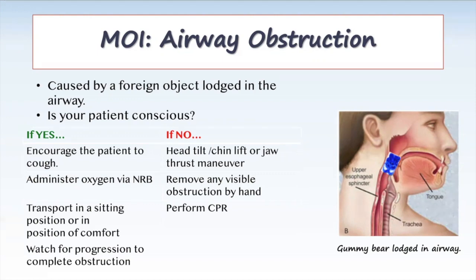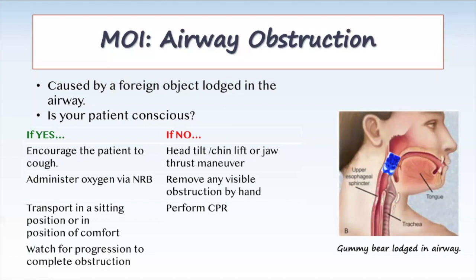If the object becomes dislodged, monitor your patient afterwards and make sure that they can breathe on their own. If the object does not free itself or the patient is having difficulty breathing, then administer oxygen with the NRB. Transport the patient in a sitting position so that the object does not further lodge itself in the throat.